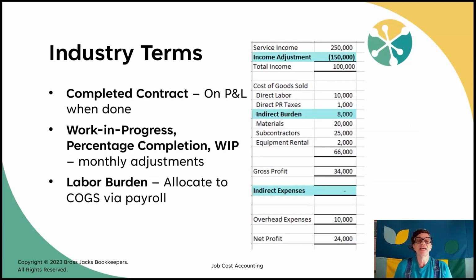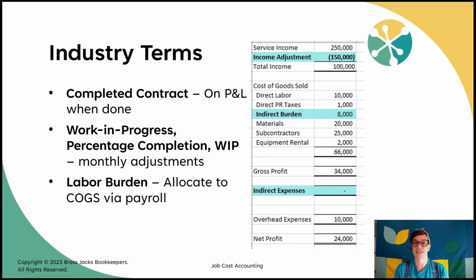Some other terms, we have completed contract accounting. Completed contract accounting means that the income and costs associated with a project only show up on your profit and loss statement when the project is done. So everything is pushed onto the balance sheet every month, and then when the work is done, it's recognized.